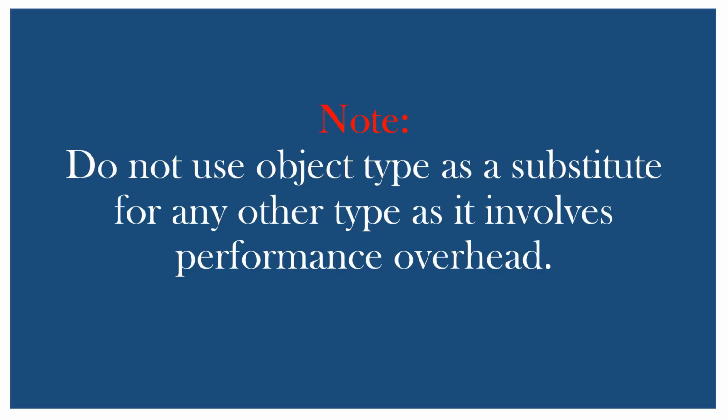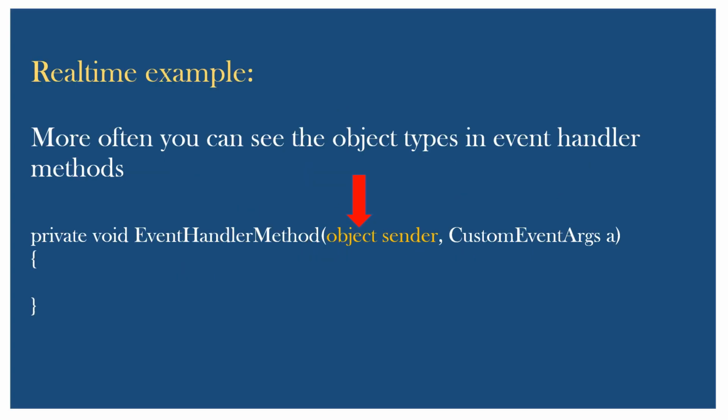Though object type seems easier to use as it can handle any type, make sure you do not use it often. It is not the best approach from the performance standpoint as it involves boxing and unboxing. If you want to know this in detail, you can visit the Microsoft documentation and I will keep the link in the description box. If I have to give you a real-time example where object types are used, a very good example would be event handlers. Here you can see that sender is of the type object.